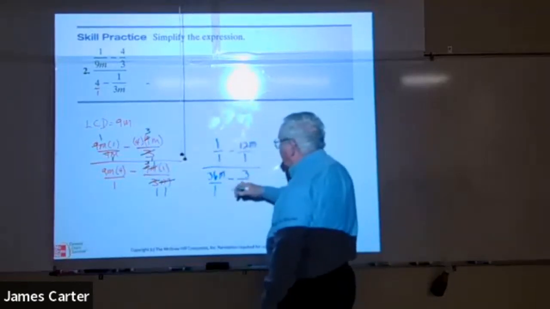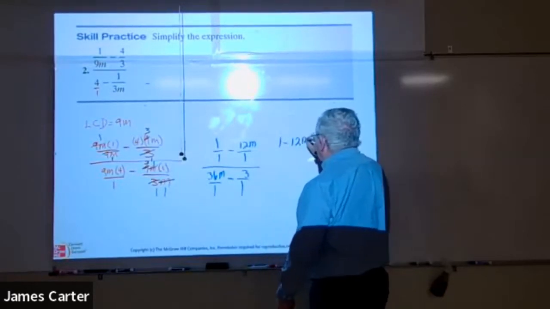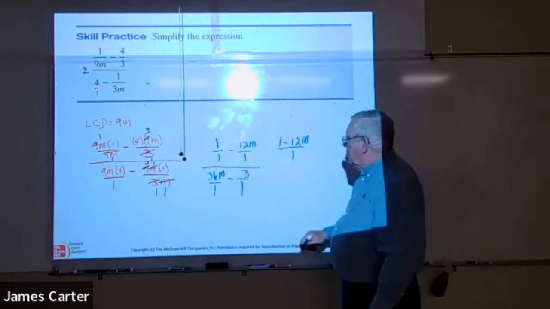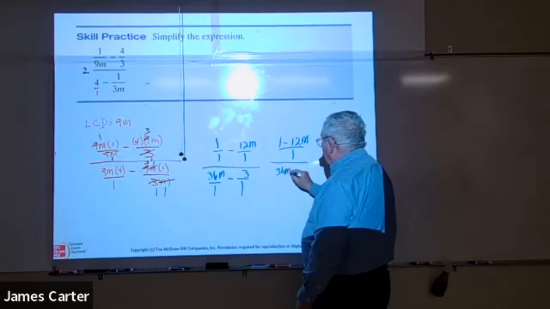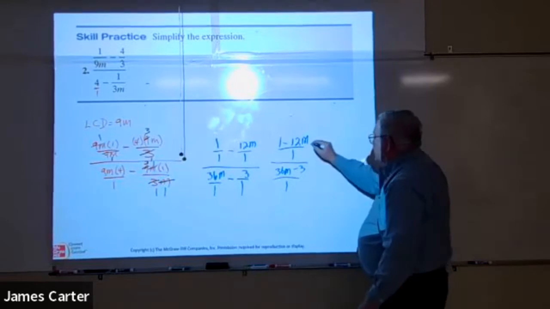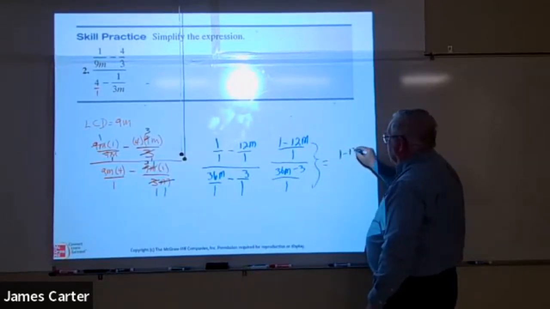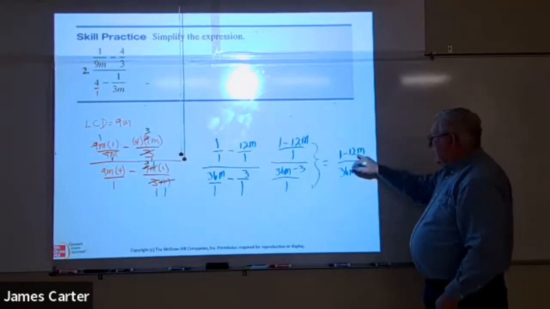And really, I don't have to show this step. I can show this step as 1 minus 12m over a singular common denominator of 1, over 36m minus 3 over 1. And then this thing gives me 1 minus 12m over 36m minus 3.